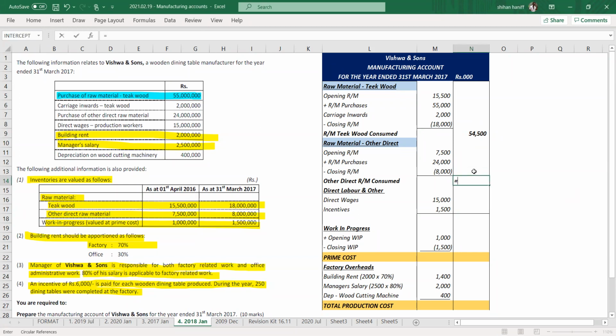Other direct raw material 23,500. Work in progress minus 500. Therefore, the prime cost 94,000. Factory overhead 3,800. Total cost is 97,800. Did you all get this answer? 97,800. See, where did you make the mistake?